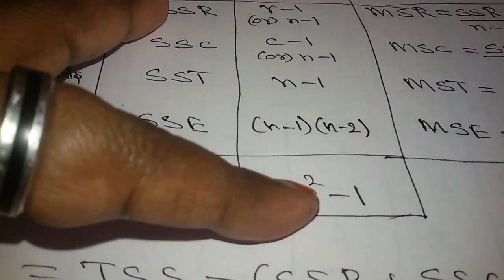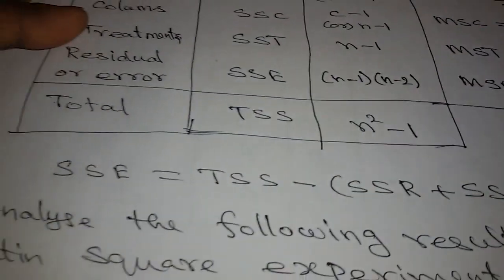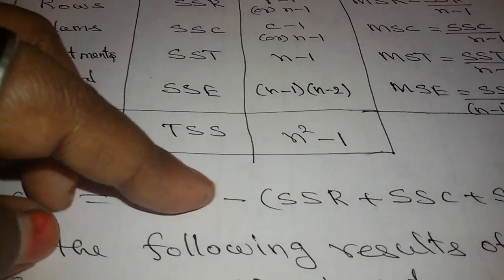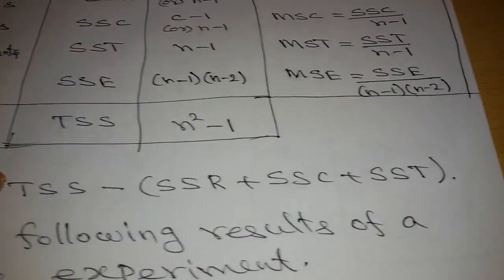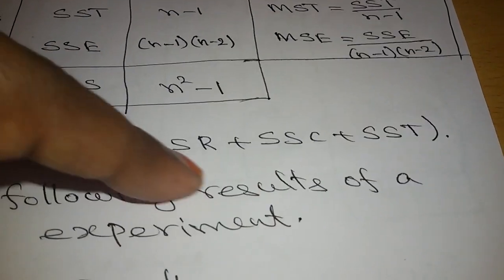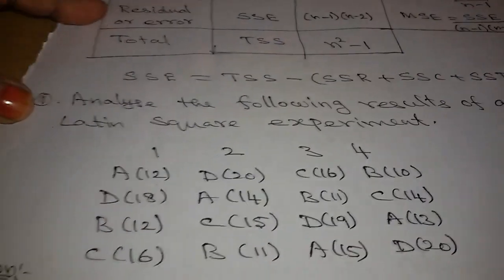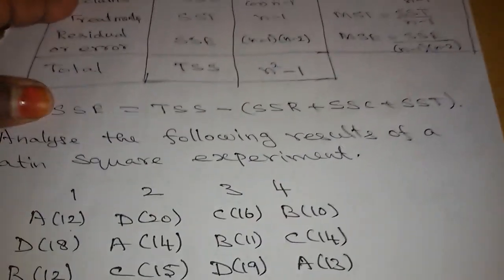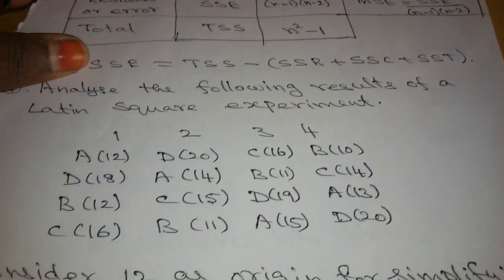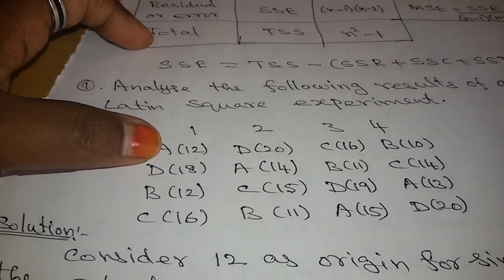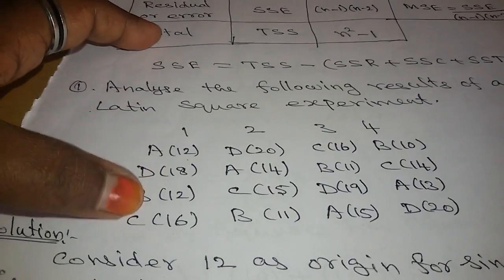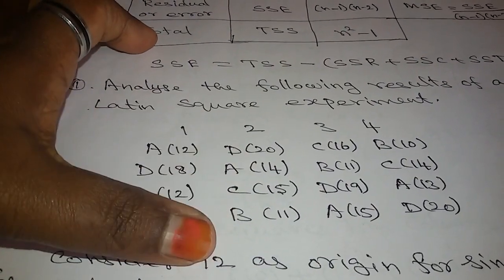The total sum of squares is TSS, with n squared data points, and the degrees of freedom is n squared minus 1. SSE can be calculated from this formula: TSS minus the sum of these three values. Now analyze the following results of a Latin square experiment. Here in the problem the data is given like this: A, D, B, C is the first column, and the second column is also given.